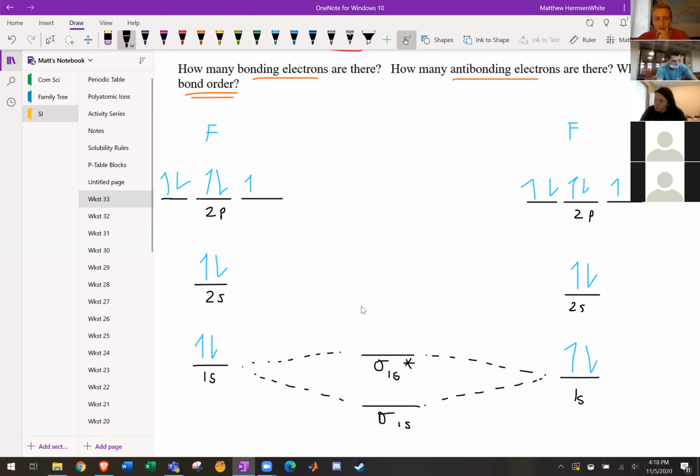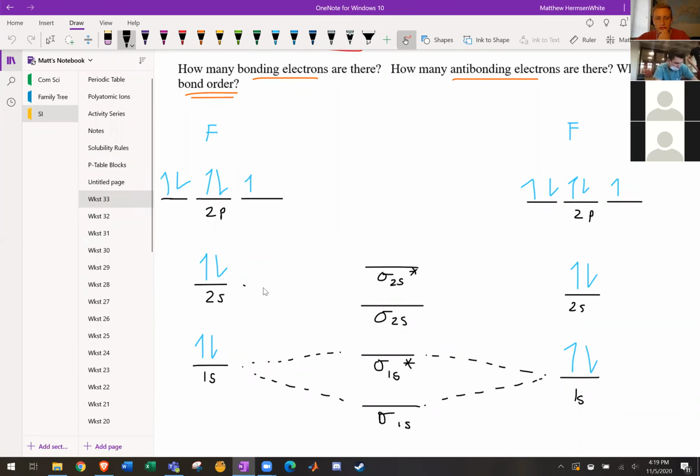Then for the 2s, we're going to do the same thing. We're going to do a sigma 2s and sigma 2s star. And these you can kind of connect with dotted lines again. Kind of like that.